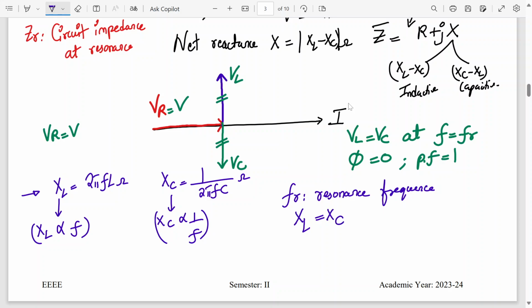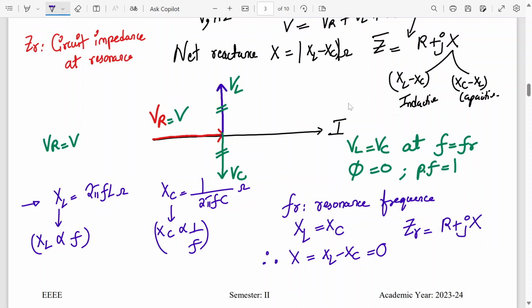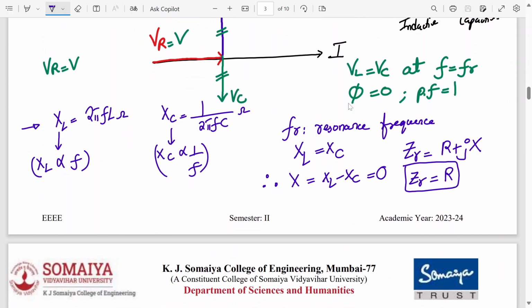So this is number one condition. Therefore, the net reactance of the circuit X will be XL minus XC, which will be 0. Yes or no? And if I want to write the total impedance of the circuit at resonance, it will be R plus or minus J times zero. So what will be the impedance of the circuit now? Tell me. R. Agree? So the circuit has become purely resistive at resonance. The circuit is purely resistive since ZR is equal to R now.